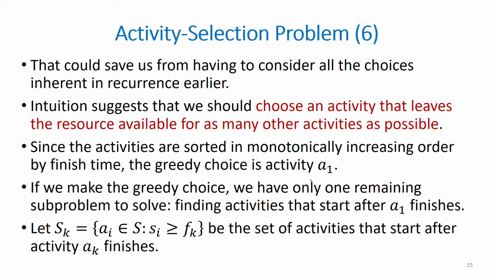We know that the finishing times of the activities are sorted in an ascending order. All we need to do is to choose an activity that releases the resource so that as many activities that follow can use it. The activity of choice based on this strategy would be A1 in the example. If we behave in a greedy manner, we now have only one remaining subproblem to solve, and that is finding activities that begin as soon as activity A1 finishes. Let us define such a set of activities by S_k. That is, S_k is the set of activities that start after activity A_k finishes.